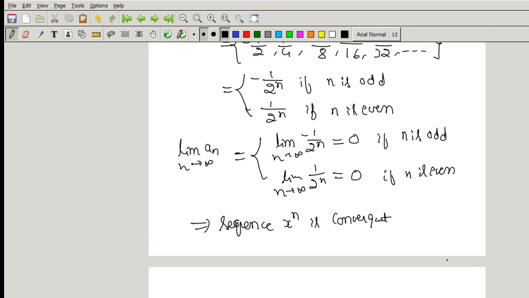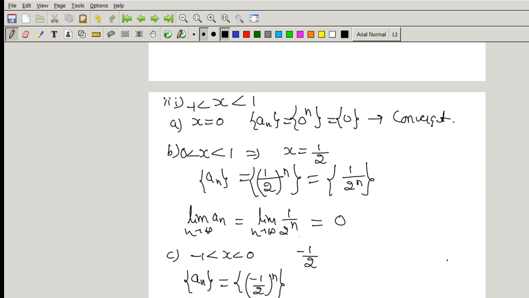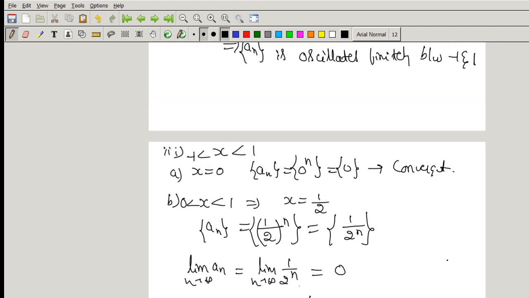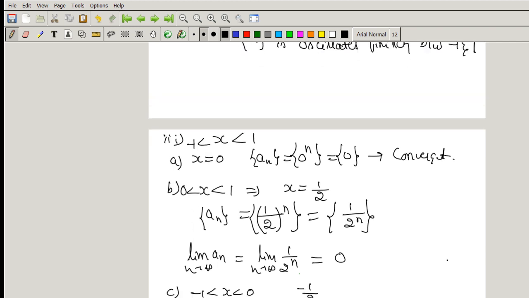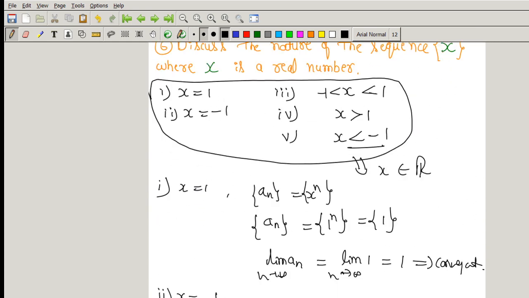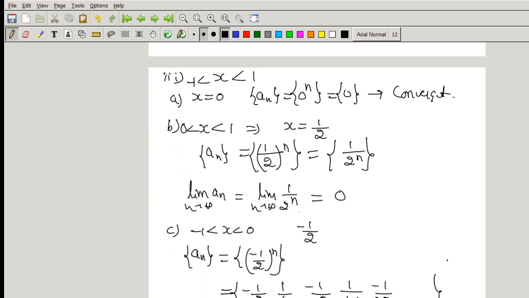So when x lies between minus 1 and 1, in every case the sequence is convergent. Therefore, when x lies between minus 1 and 1, the given sequence is convergent. When x is equal to 1, the given sequence is convergent. When x is equal to minus 1, the sequence oscillates finitely between minus 1 and plus 1.